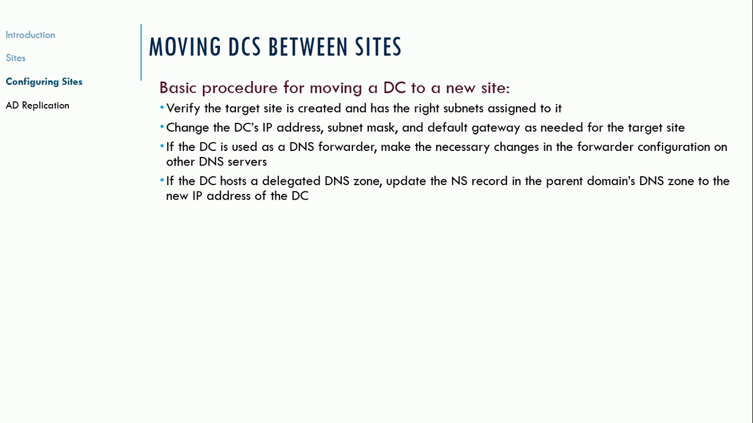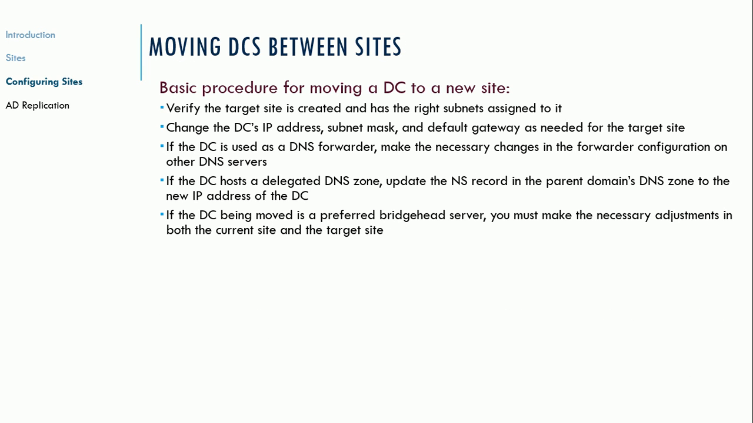If the domain controller hosts a delegated DNS zone, you're going to update the NS records for that as well. We're going to talk more about those previous two items I just mentioned. I will discuss those in more detail in the section of the course where we cover DNS and DHCP. And if the domain controller being moved is a preferred bridgehead server, you have to make the adjustments in both the current site and the target site to designate that as the bridgehead server. So that's another thing you have to make sure of if you're going to make this a bridgehead server. And in some cases, this may be the first domain controller that you're locating at a site, which would explain why you're going to make that a bridgehead. Obviously, the first one would probably be the bridgehead.